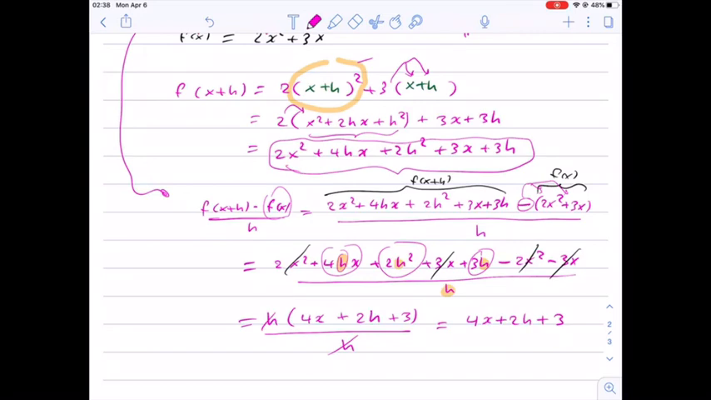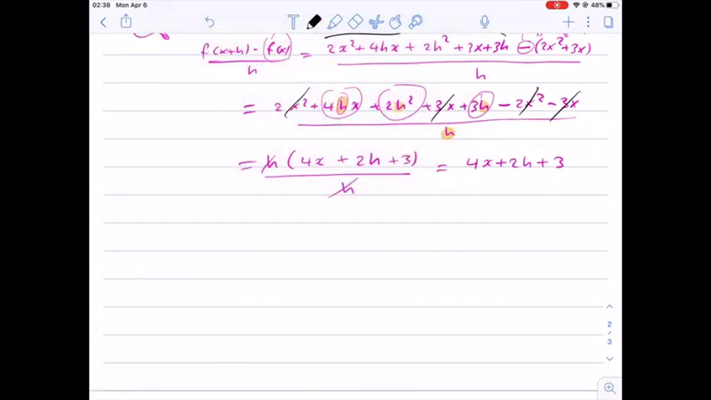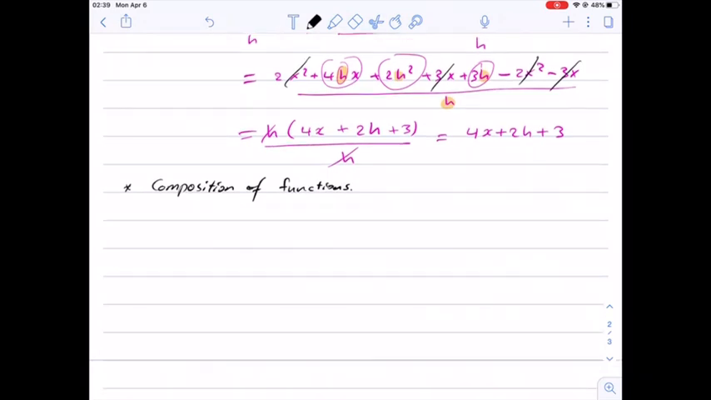Now that was the notation about function operations. Now let's talk about composition of functions. And we may talk about the domain in this context.